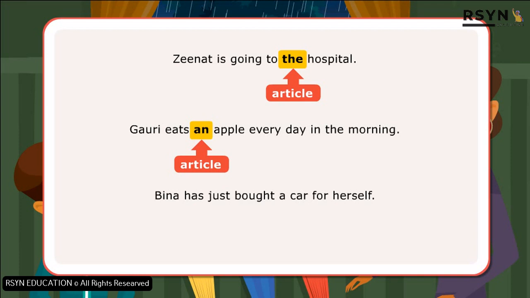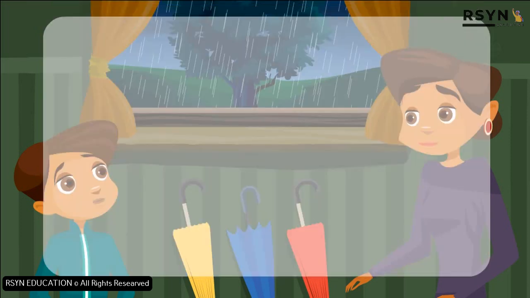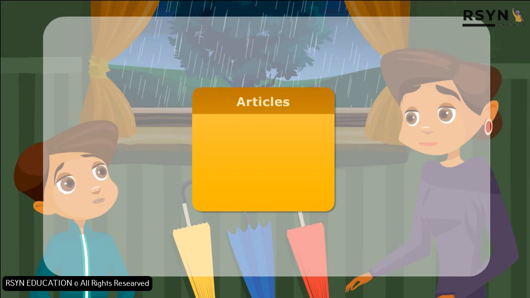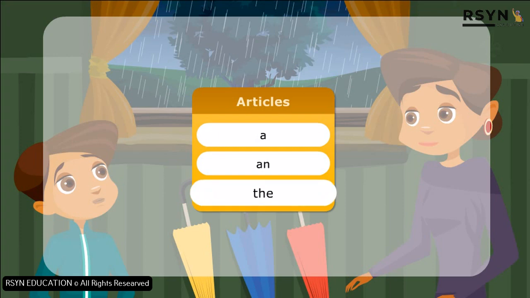In the third sentence, a is an article and refers to a single car which is not specific. There are only 3 articles in English: a, an, the.